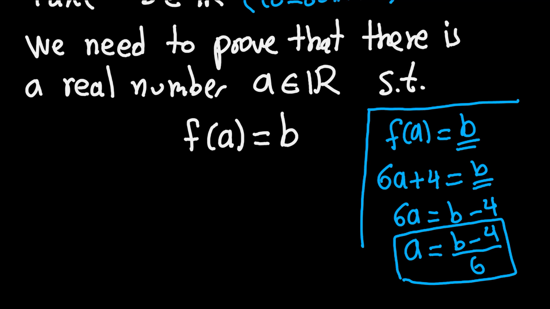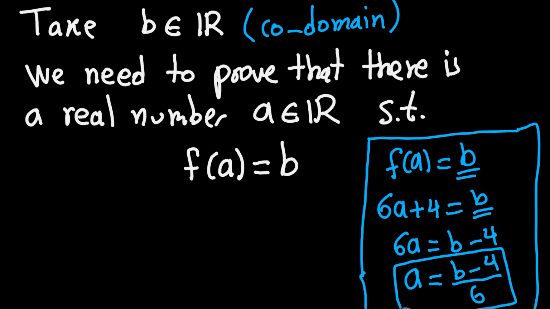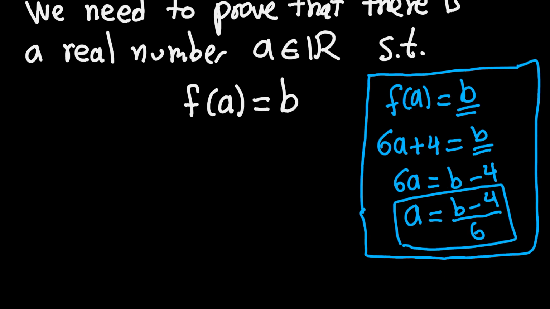Again, I'm going to say this again. This is not going to be part of the argument, the part of the actual proof. This is what you do to try to find what A will be. So in this case, A will be B minus 4 over 6. So you're going to continue the proof in this way. The formal proof will continue like this. B is in R, an arbitrary element taken in the codomain. You have to prove this one. So the argument will continue like this.